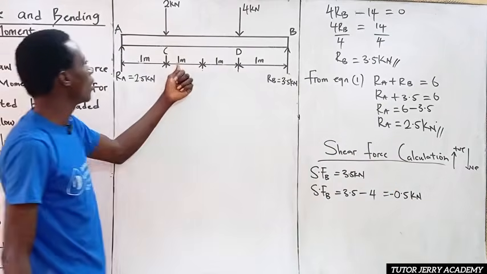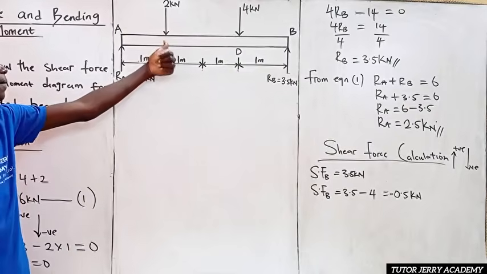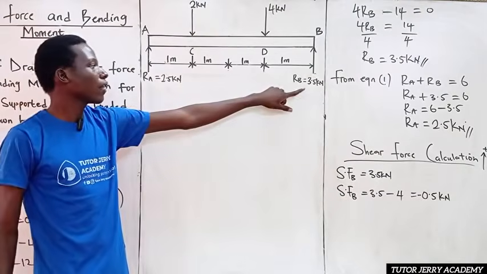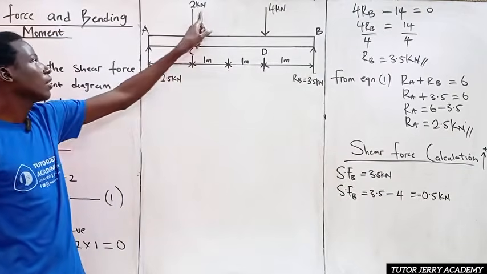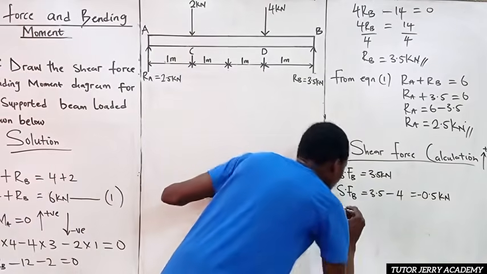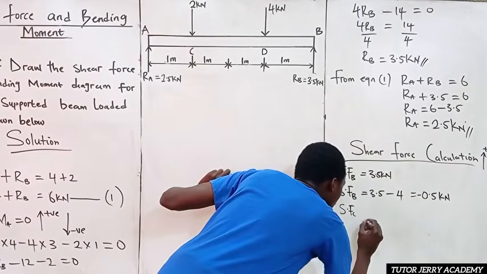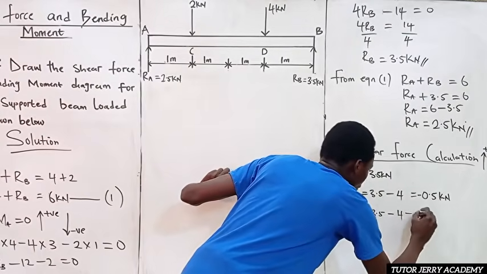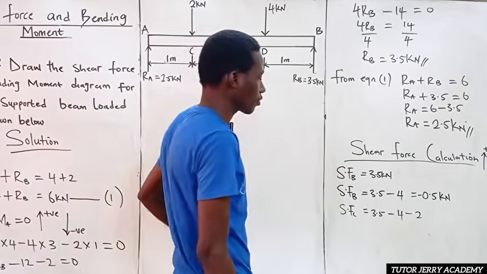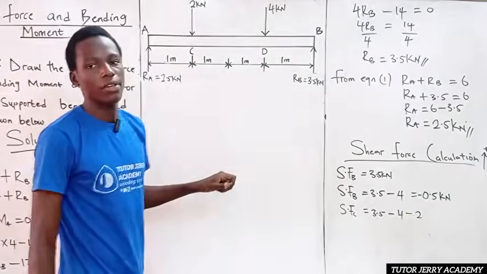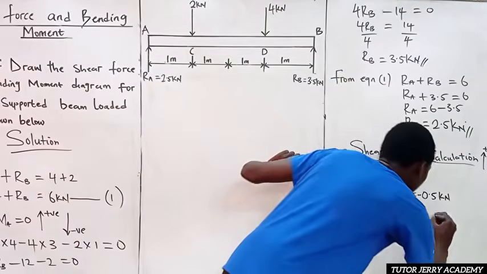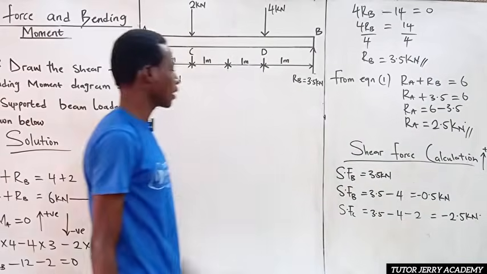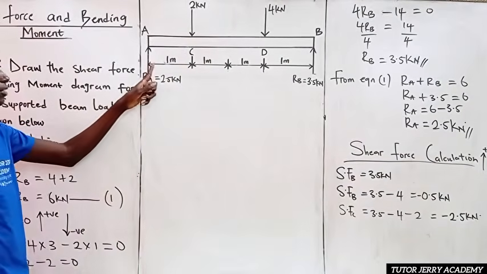So next, we are going to be considering the shear force at point C. Our shear force at point C will be nothing but 3.5 kilonewton minus 4 kilonewton minus 2 kilonewton. So we have our shear force at point C equal to 3.5 minus 4 minus 2, which is minus 2.5 kilonewton.